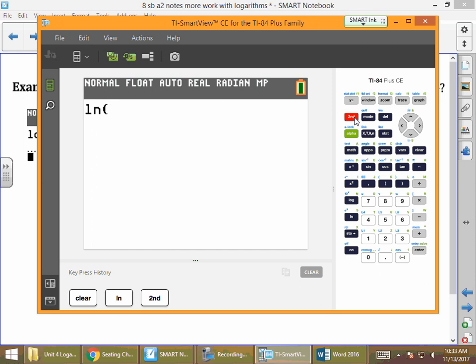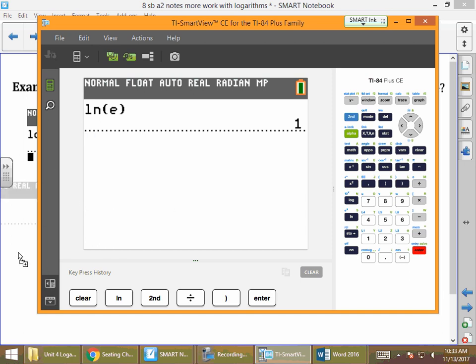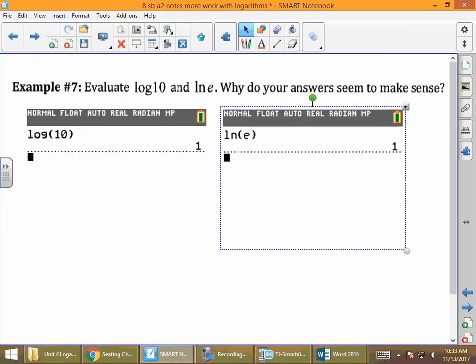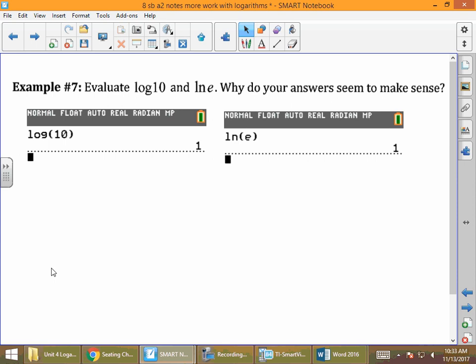And I'm going to use the division e. But if you happen to use second ln, you do have to put that exponent of 1 into the problem, or you're going to get an error on your calculator. But the natural log of e, either way that we type it in, gives us 1. Well, why does that seem to make sense?